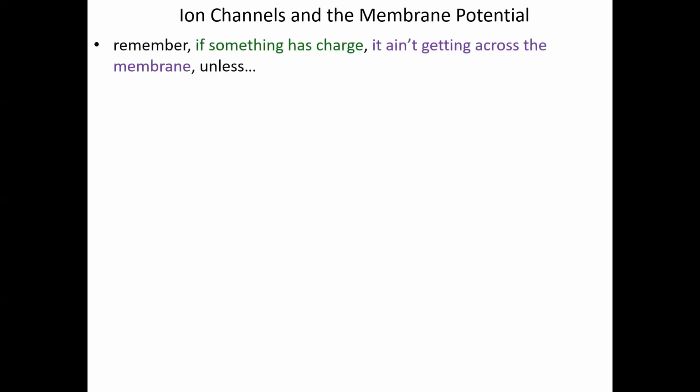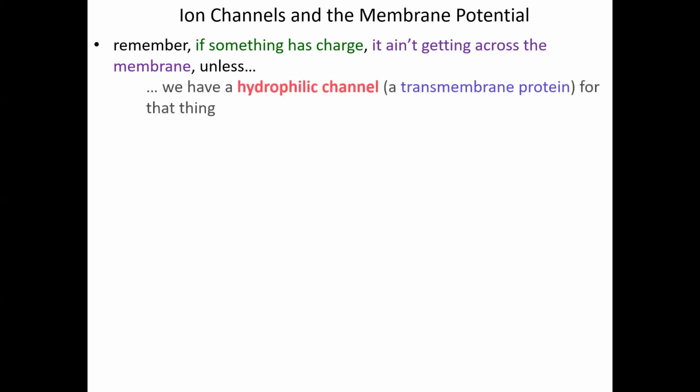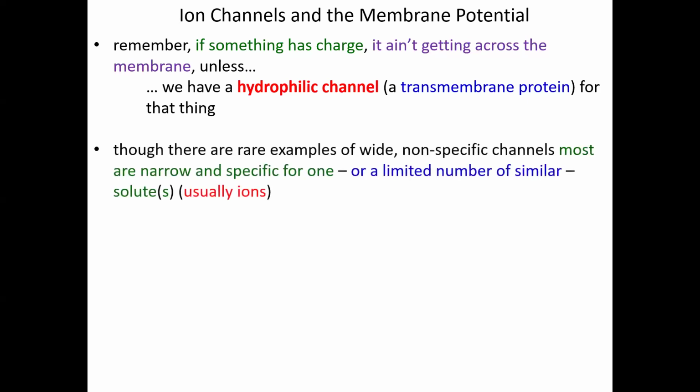So circling back to a lot of the concepts we introduced in the last video, if something has charge, whether it's partial charge or full charge, that thing is not going to passively diffuse across the membrane, especially if it's ionic, especially if that charge is full. The one caveat to that is that passage across the membrane is possible as long as the diffusion isn't passive. In other words, if it's facilitated diffusion. If we have a hydrophilic channel, a transmembrane protein that allows that charged particle through, that's the doorway through the wall of the cellular membrane.